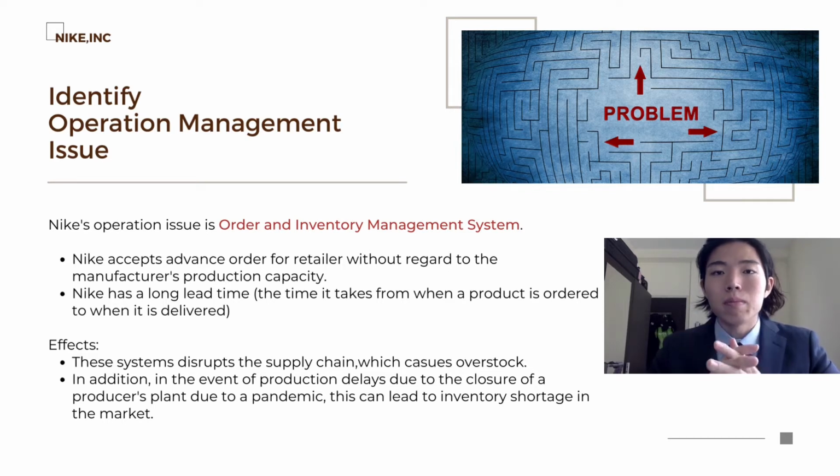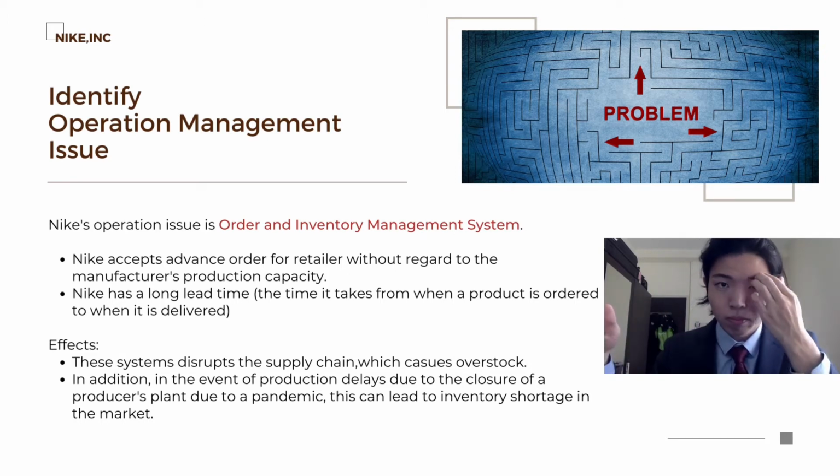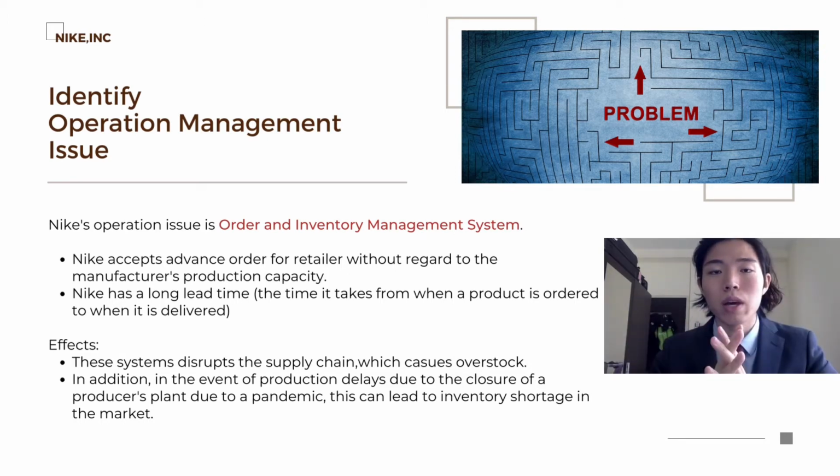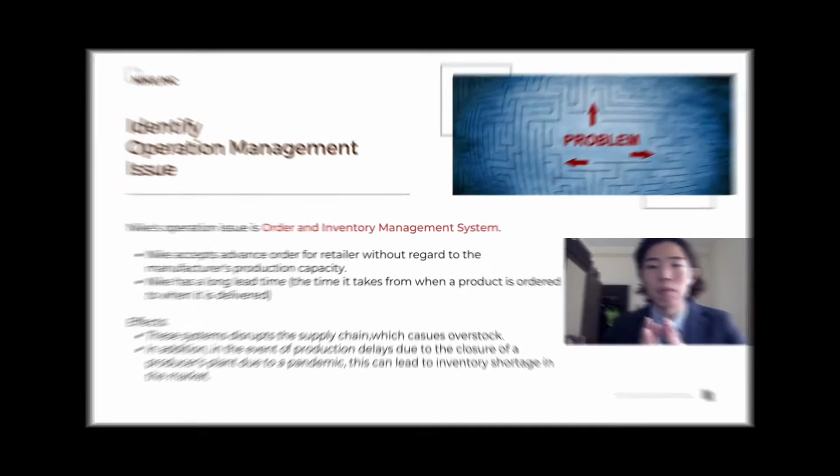This system disrupts the supply chain, which causes overstock. And also, in the event of production delays due to the closure of the producer's plant because of a pandemic, this can lead to inventory shortage in the market.